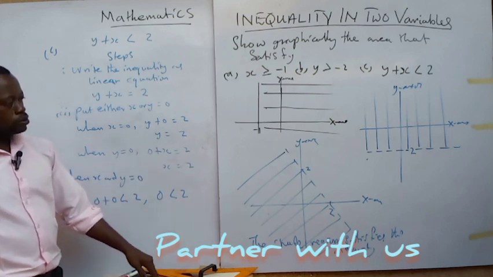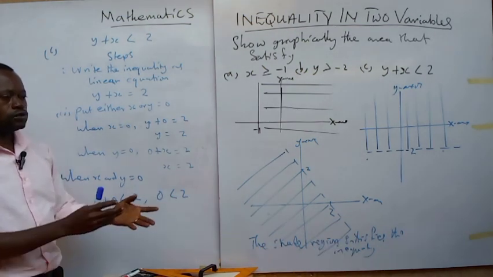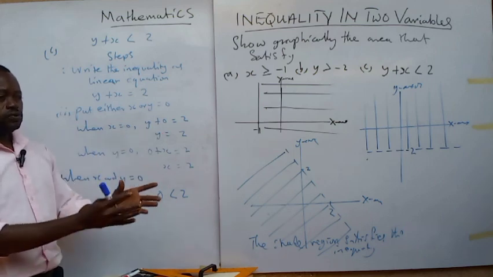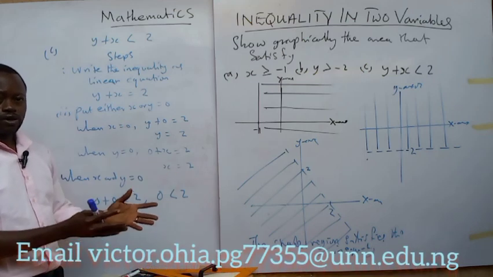Okay, so the next one I'm going to do now is to bring you to a place where we have up to 2 to 3 inequalities that are supposed to appear in one graph, and we are going to see the area that satisfies the three of them at once.